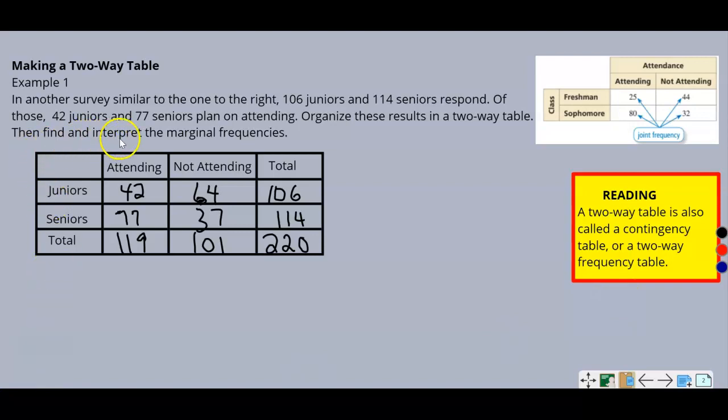All right, and lastly, it says find and interpret the marginal frequencies. I think I already did this, but the marginal frequencies, again, are the totals. So 119 is the total of juniors and seniors together that are attending whatever event we're talking about. 64 plus 37 is 101, so 101 is the number of juniors and seniors not attending this event. And then the total number of juniors and the total number of seniors, and then this is the total number of juniors and seniors who are both attending and not attending.